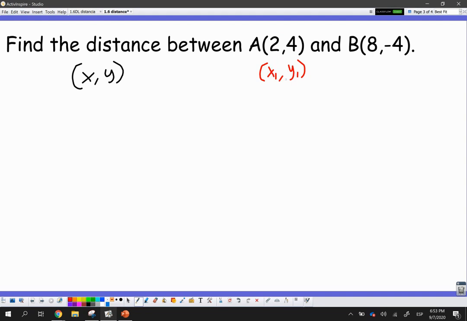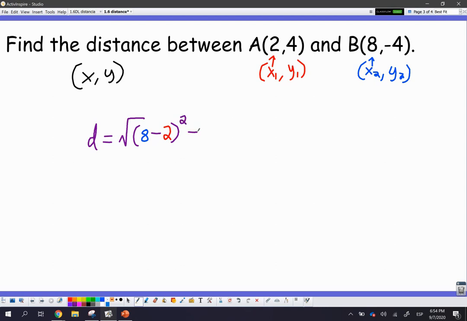Just because it's there, it's the first one, it's straightforward. And the second point I see will be x2, y2. So now I'm going to plug these numbers into my distance formula. So I have the square root, and then I have parentheses. Now I'm going to plug in my x2 minus x1. So x2, I know that's going to be 8. And then minus my x1, which is positive 2. And then don't forget the square.